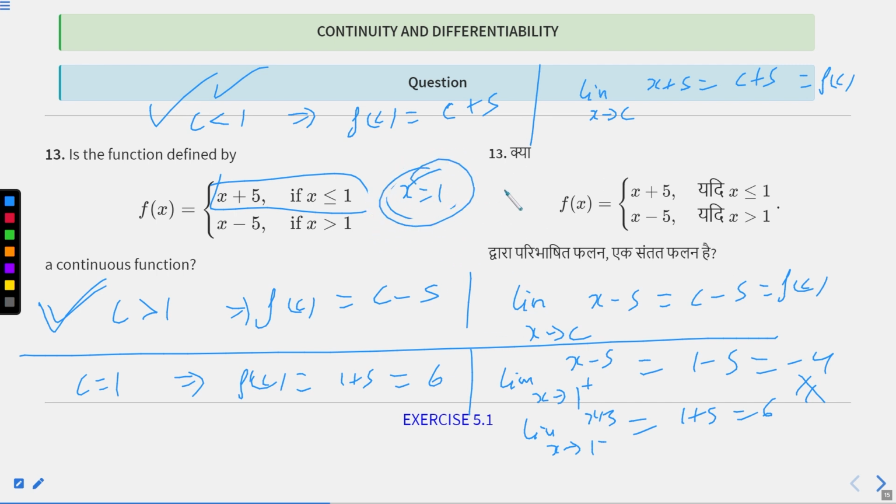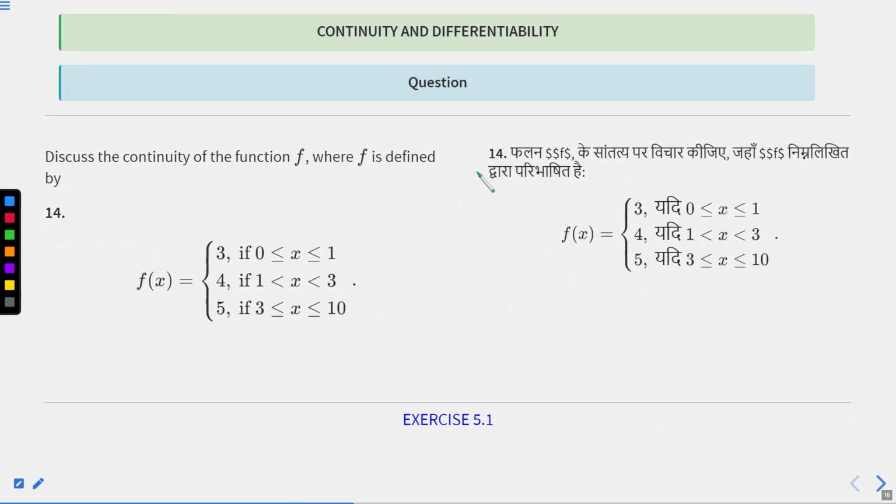Now let us move to the next problem. The next problem, the 14th problem, says that we have to discuss the continuity, where it is continuous and where it is not continuous. Okay, very simple. Now how we can approach? Quite simple. Just pick your c from where to where. So first of all, we will see if c is in between this. Domain is from 0 to 10, as you can see. So we only talk about 0 to 10.